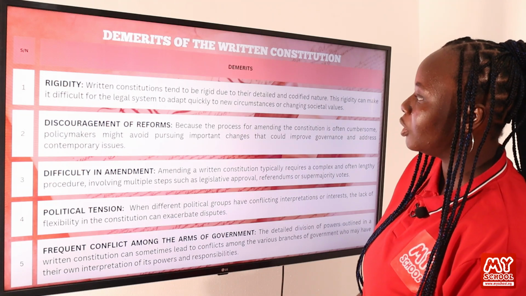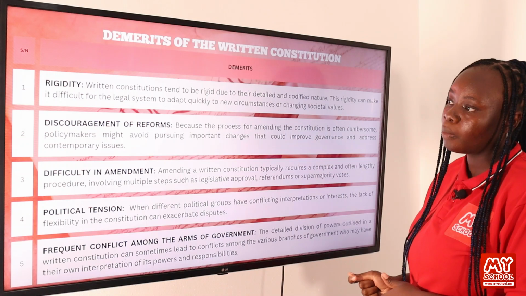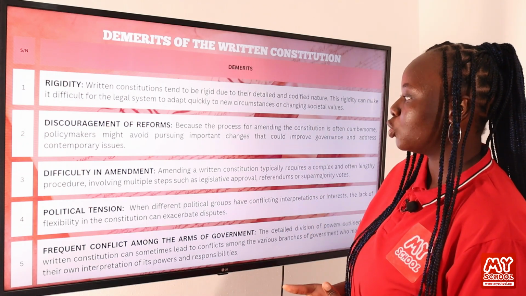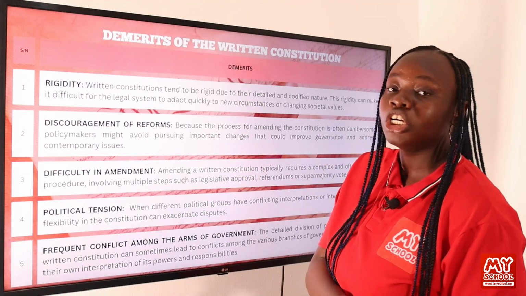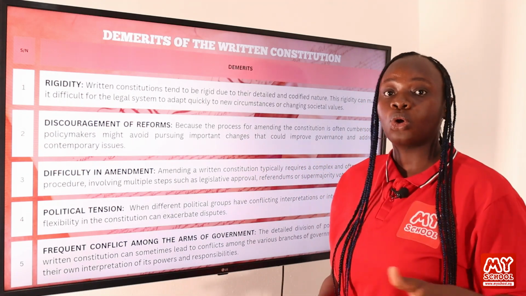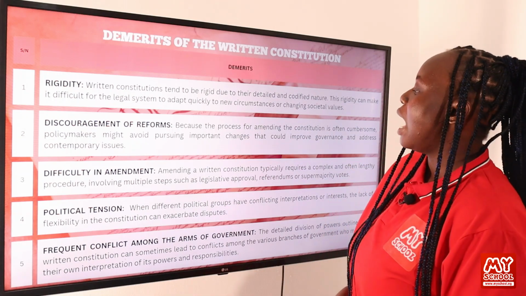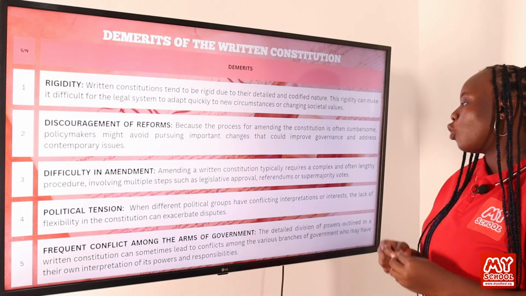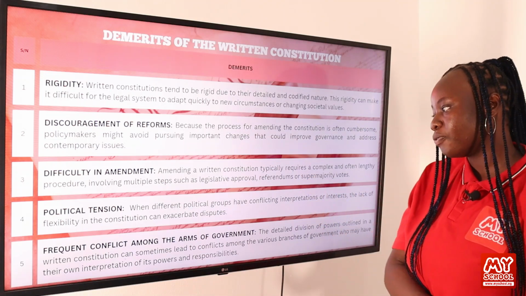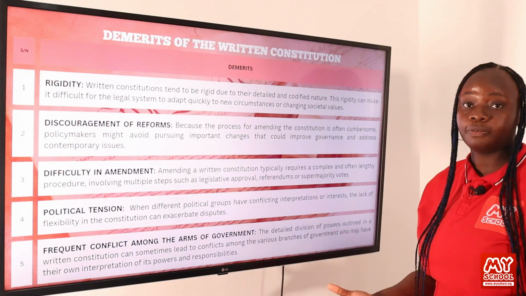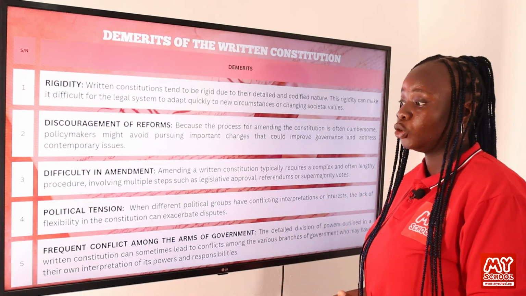Then we have discouragement of reforms. Because the process for amending the constitution is often cumbersome, policymakers might avoid pursuing important changes that could improve governance and address contemporary issues. So it's very difficult for change to occur within that society. Then there is also difficulty in amendments. Amending a written constitution typically requires a complex and often lengthy procedure involving multiple steps such as legislative approval, referendums, or supermajority votes. Because of that, it is very difficult for a written constitution to be amended.